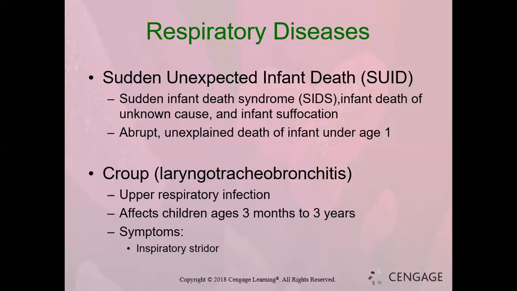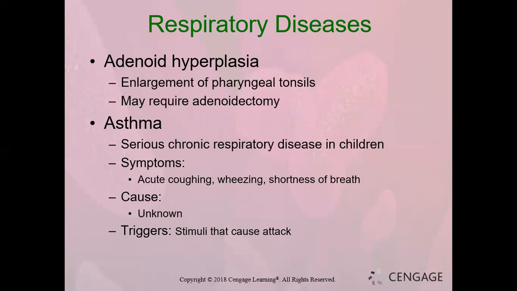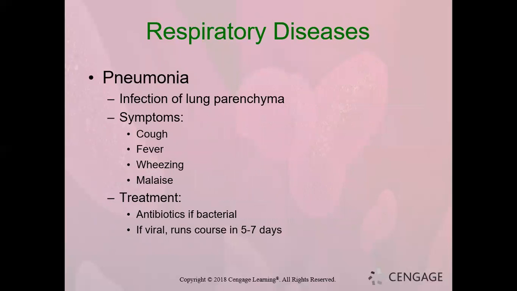Croup affects children ages 3 months to 3 years, and their symptoms are going to be stridor, and this one can be pretty severe. You can have an enlargement of your tonsils and adenoids. We've talked in depth about asthma. Pneumonia, we've talked about. But there can be a viral pneumonia, and you don't want to give an antibiotic if it is viral.